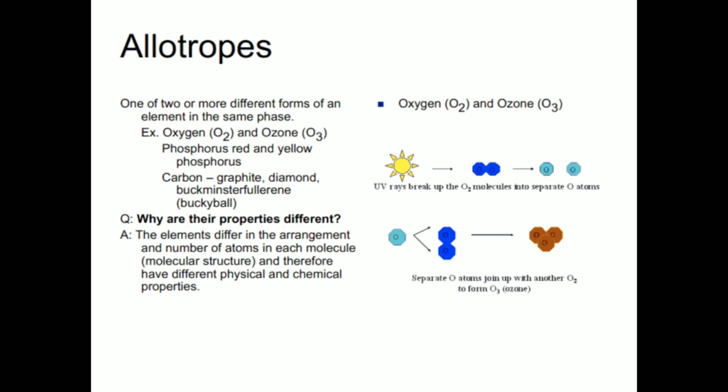Some elements exist in multiple forms. An element that can exist in multiple forms is called an allotrope. An example of this is oxygen. Oxygen can be diatomic like the oxygen we breathe, or triatomic, making up the ozone layer. The different molecular shape always results in different properties.